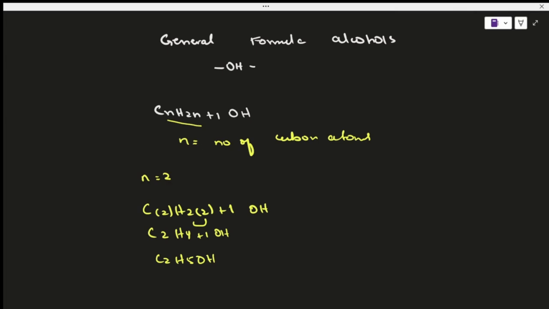Whatever the number of carbon atoms that you have, you can just put in the value here, and you're going to figure out the formula. All right. So this is the idea.